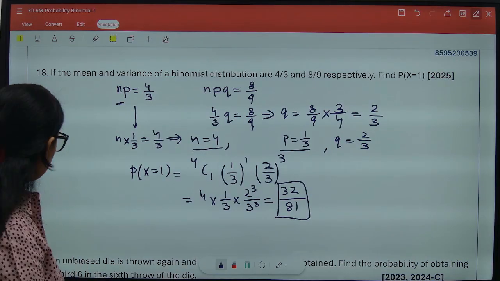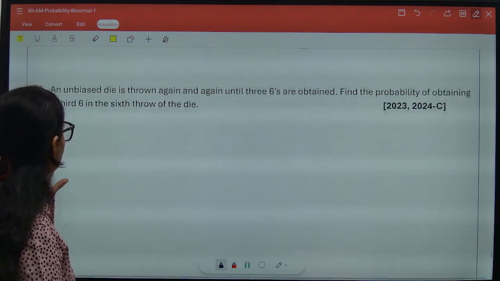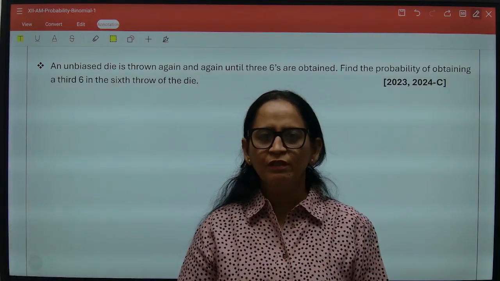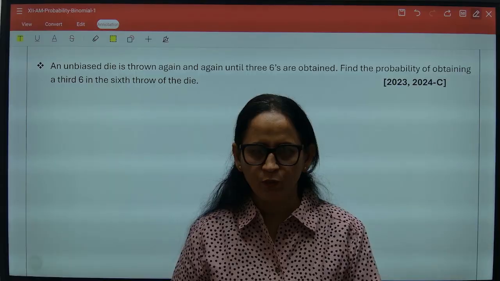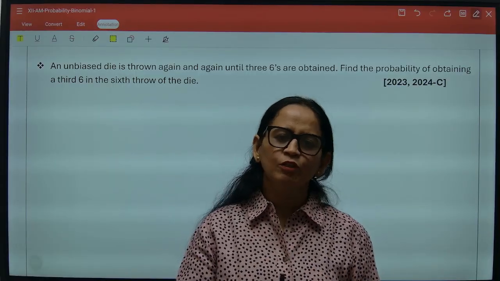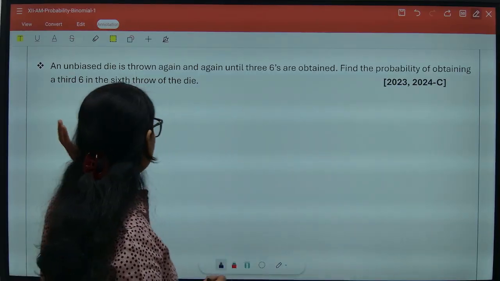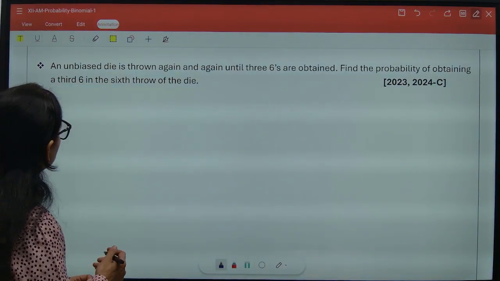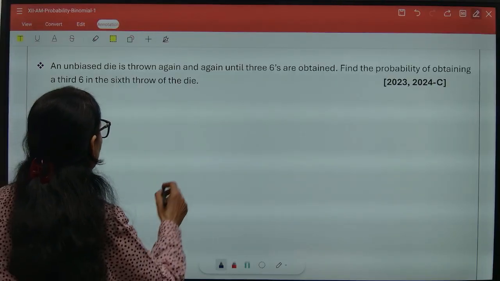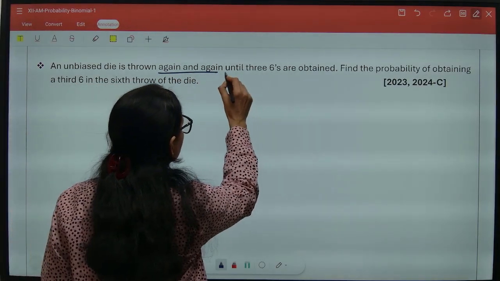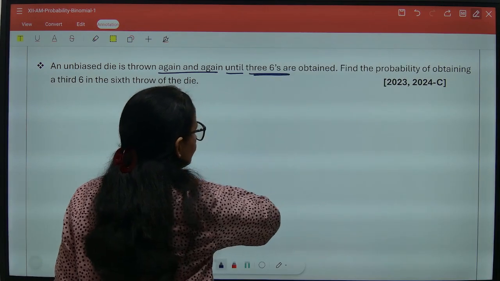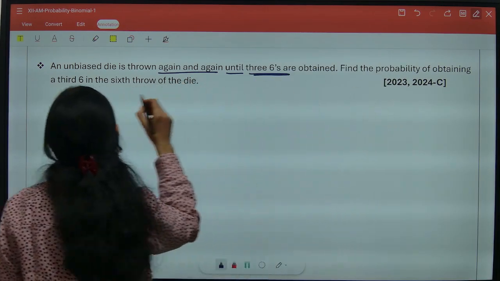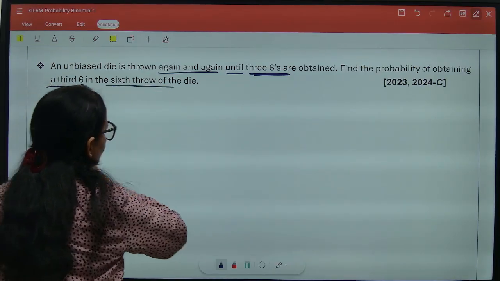Great? Done? Okay, the last very important question, which is a little different. It is not exactly binomial distribution, but partly binomial and an extension of it. So let's understand the question first. An unbiased die is thrown again and again until 3 6s are obtained. Find the probability of obtaining a third 6 in the 6th throw.